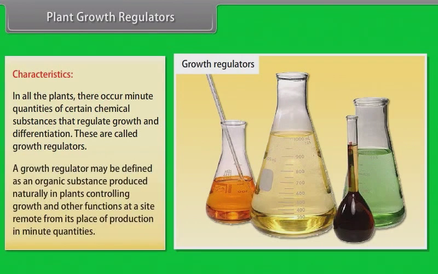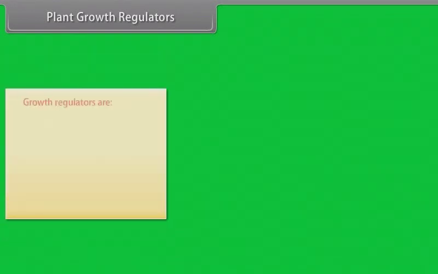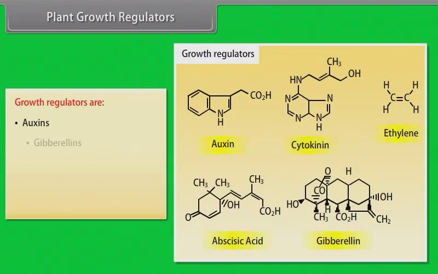A growth regulator may be defined as an organic substance produced naturally in plants, controlling growth and other functions at a site remote from its place of production, in minute quantities. These are auxins, gibberellins, cytokinins, ethylene, and abscisic acid.